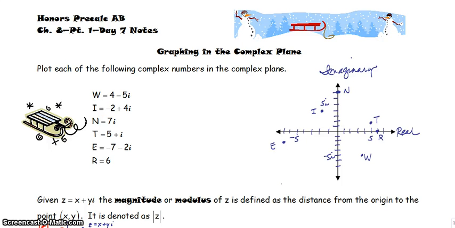So let's begin day 7 notes. Hopefully you have your note sheet with you. We'll start by looking at graphing complex numbers in the complex plane. Then we'll move on to polar form and rectangular form of complex numbers and converting back and forth. We'll talk about how to multiply and divide complex numbers, usually in their polar form.